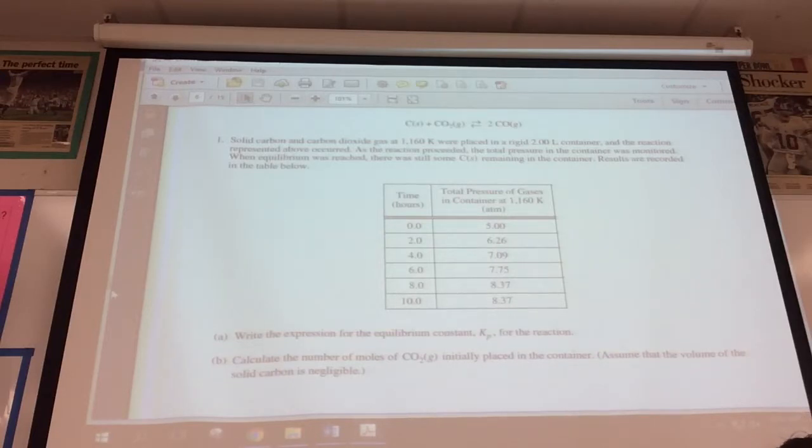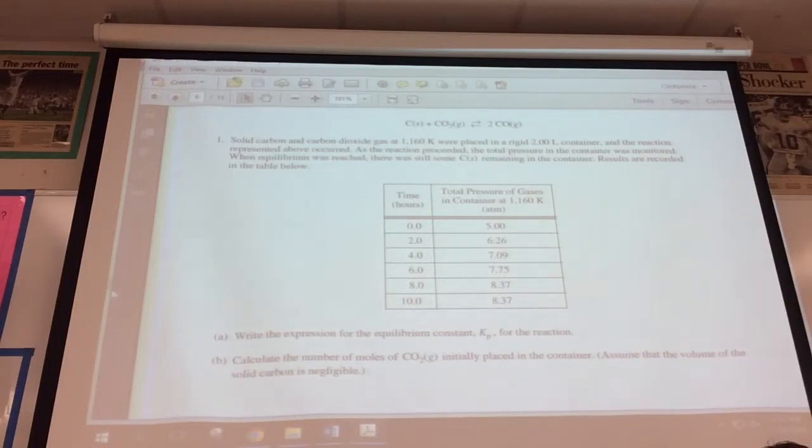It says solid carbon and carbon dioxide gas at 1160 Kelvin. I wouldn't copy the question. I told you what it is. You can yank it up. We're placed in a rigid 2-liter container, and the reaction represented above occurred. As the reaction proceeded, the total pressure in the container was monitored. When equilibrium was reached, there was some carbon remaining in the container. Results are recorded in the table below.